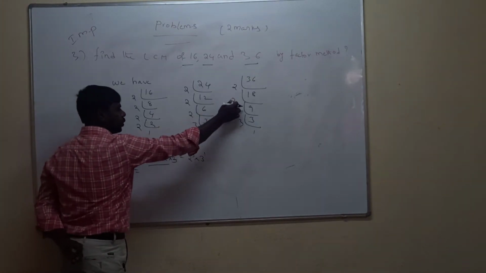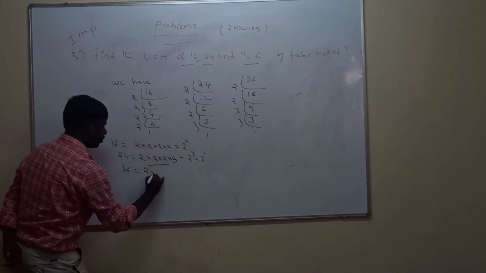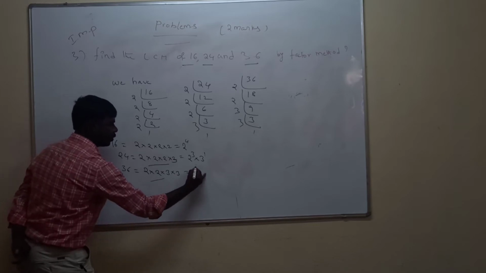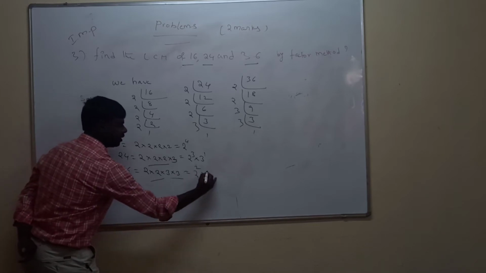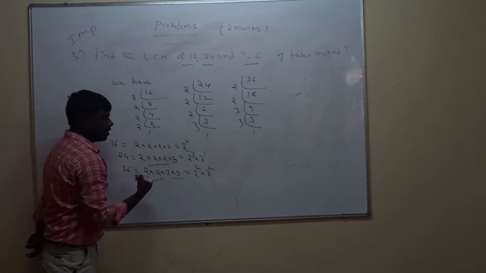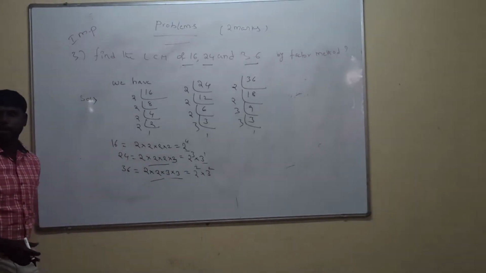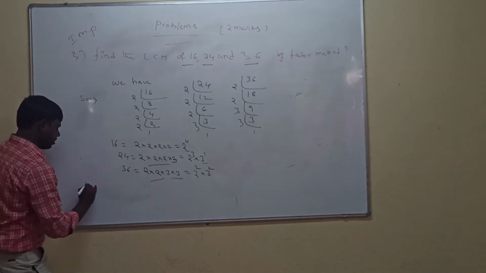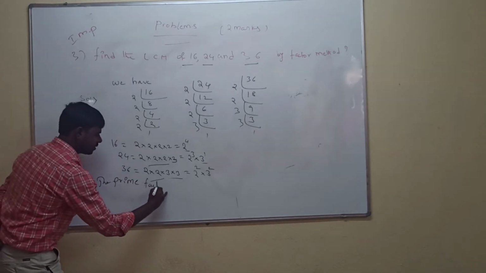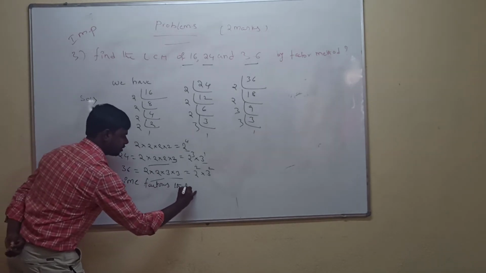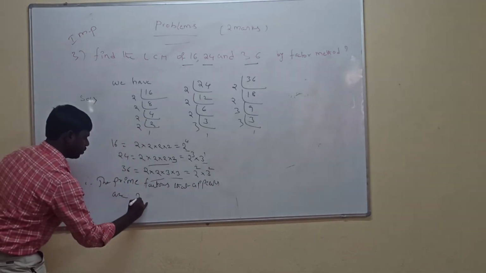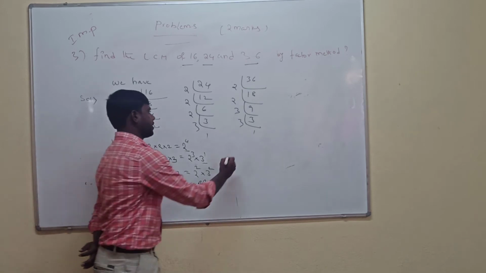Next is 36. The factors are 2 into 2 into 3 into 3. So 2 repeats 2 times, and 3 repeats 2 times, that is 3 squared. How many prime numbers appeared here? One is 2, another is 3. Only 2 numbers appeared. Therefore the prime factors that appear are 2 and 3.